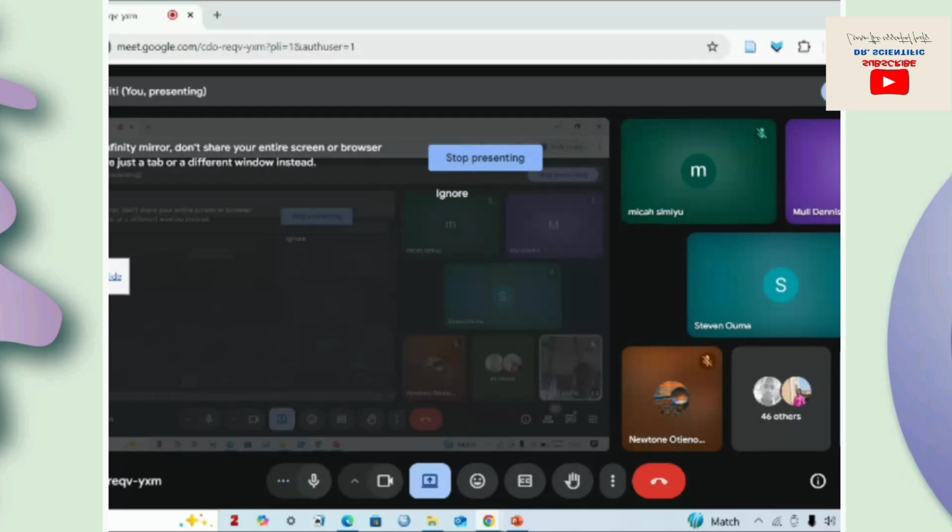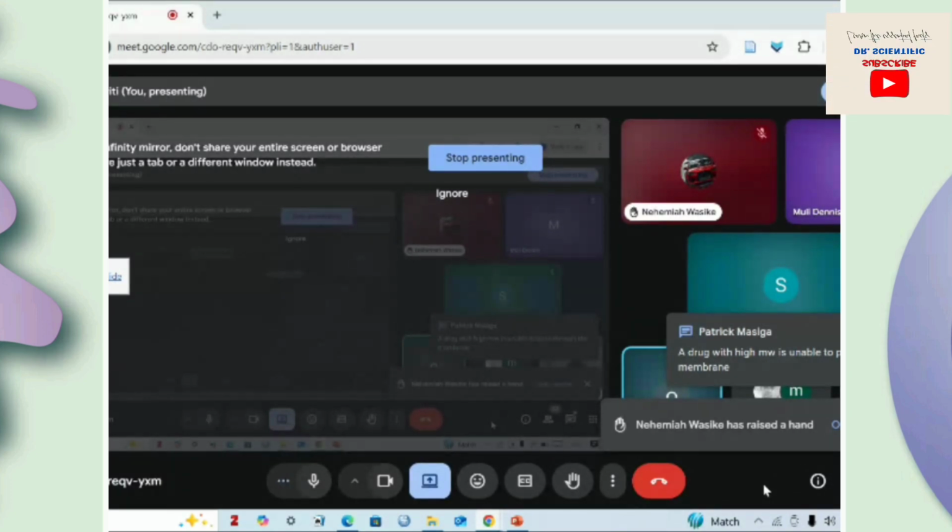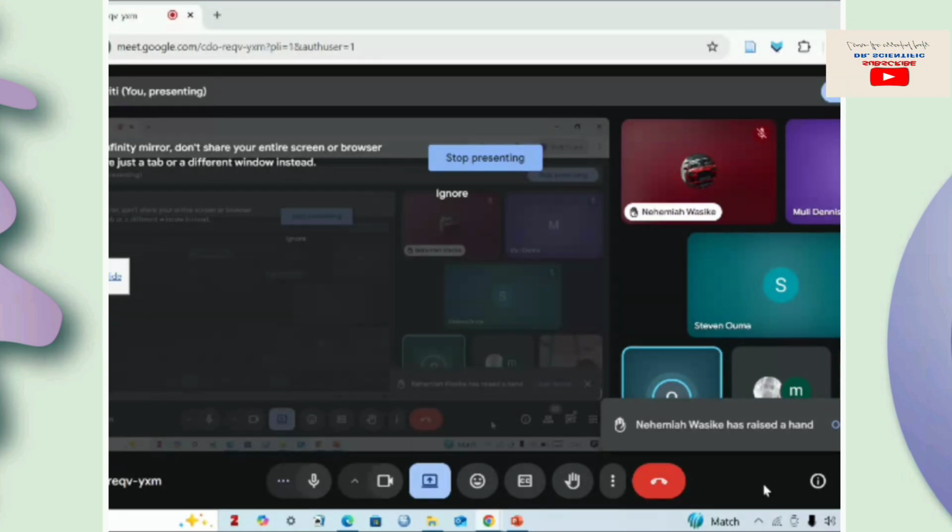Another feature, yes, Nehemiah. High plasma protein binding, very critical there. If a drug is highly bound to plasma proteins, then it will stick within the plasma. Okay, good. Another. Masiga, I want you to speak, not just to write. We are interacting. I want to hear the voices.